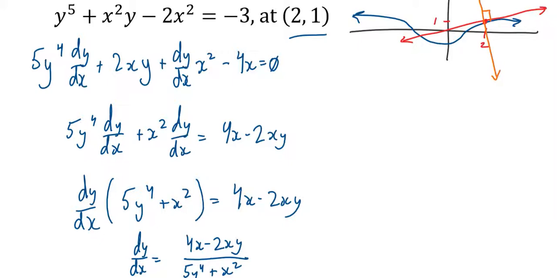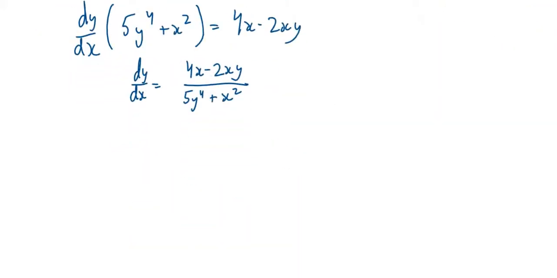So now we're going to do dy by dx at (2, 1), or x equals 2, y equals 1. You don't have to write it both ways, but that's what we're doing. So 4 times 2 minus 2 times 2 times 1, over 5 times 1 to the 4th plus 2 squared. That looks like 8 minus 4, which is 4, over 5 plus 4, which is 9.